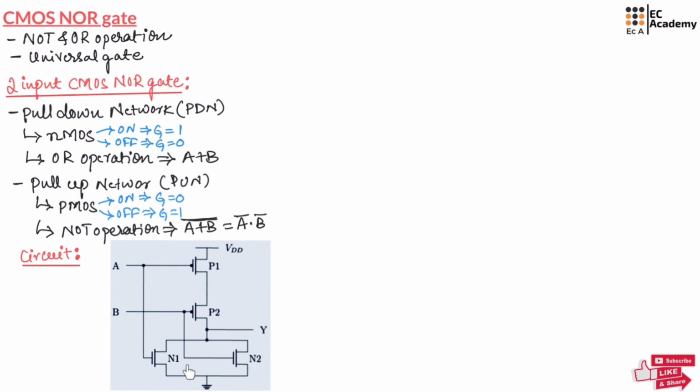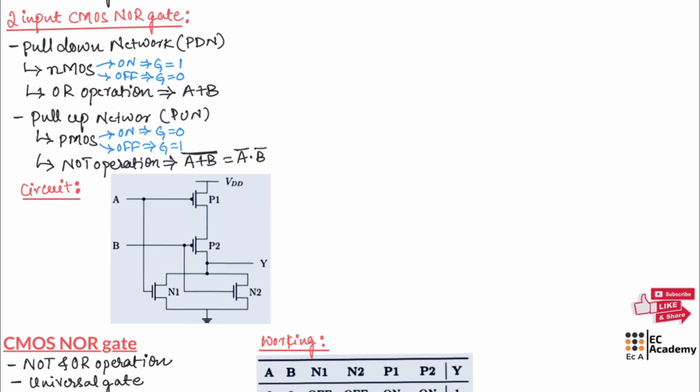So this is the circuit diagram of CMOS NOR gate. So this circuit consists of two PMOS transistors connected in series and two NMOS transistors that are connected in parallel. So input of both the transistors are connected with A and B as shown in this figure. So here the output is connected to VDD through PMOS transistor and it is connected to ground through NMOS transistor.